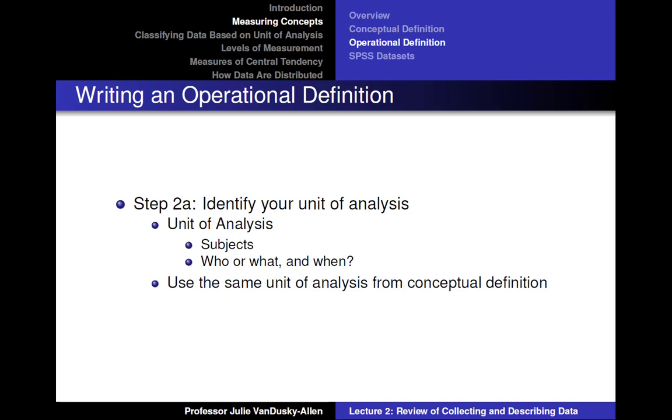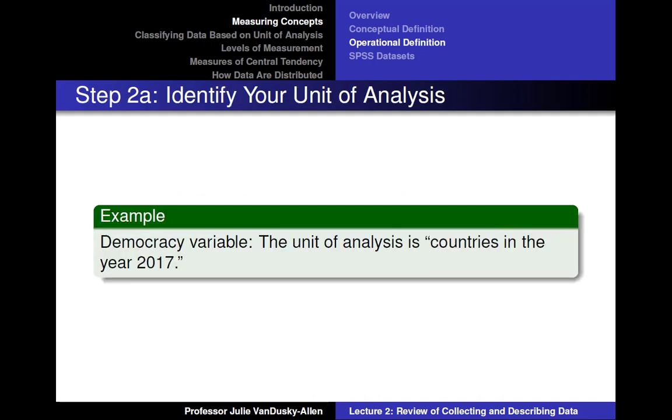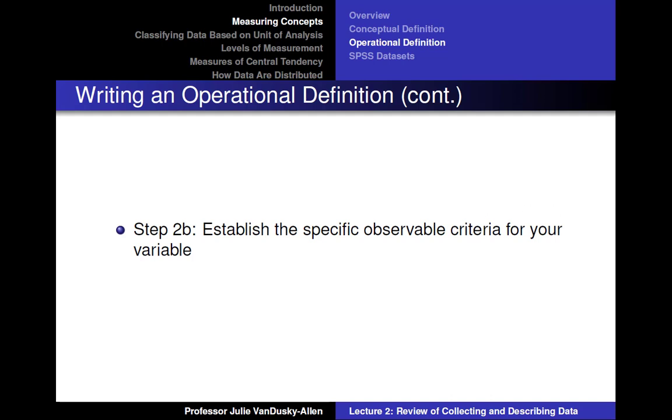The first step in writing an operational definition of a variable is identifying the variable's unit of analysis. Recall that the unit of analysis tells us who the variable applies to, who or what, and when they existed. The unit of analysis should be the same unit of analysis from the conceptual definition. Using our democracy variable as an example, our unit of analysis from the conceptual definition was countries in the year 2017.